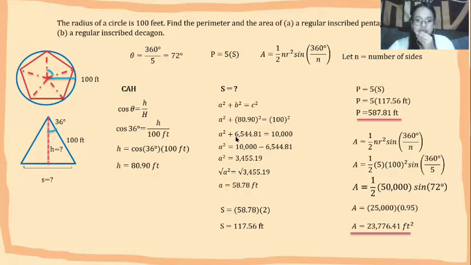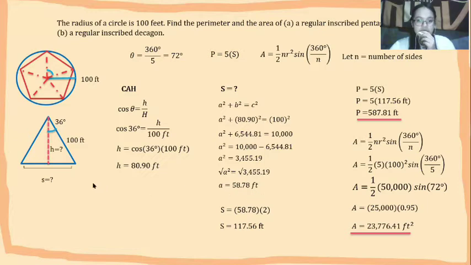Then let's transpose this one to the right side, so it will become negative. A squared is equal to 10,000 minus 6,544.81. So let's subtract, and we have a squared is equal to 3,455.19. Let's get the square root of both sides. So we have the square root of a squared is a, and the square root of 3,455.19 is 58.78 feet.